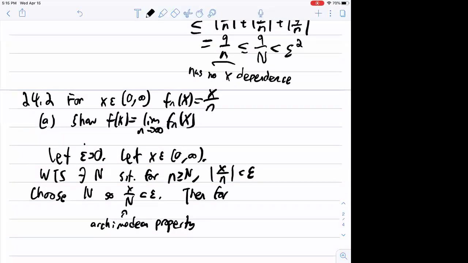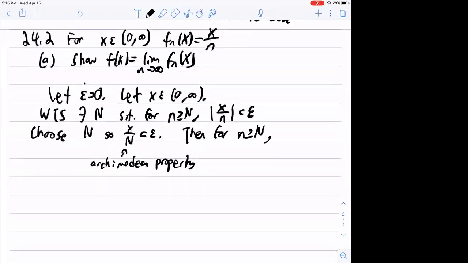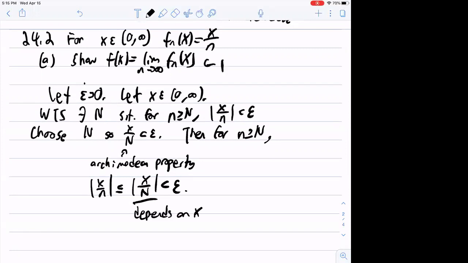Then for n greater than or equal to capital N, we have that x over n is less than or equal to x over capital N, which is less than epsilon. But note that this depends on x, right? So this is pointwise convergence, not uniform. At each point I converge.